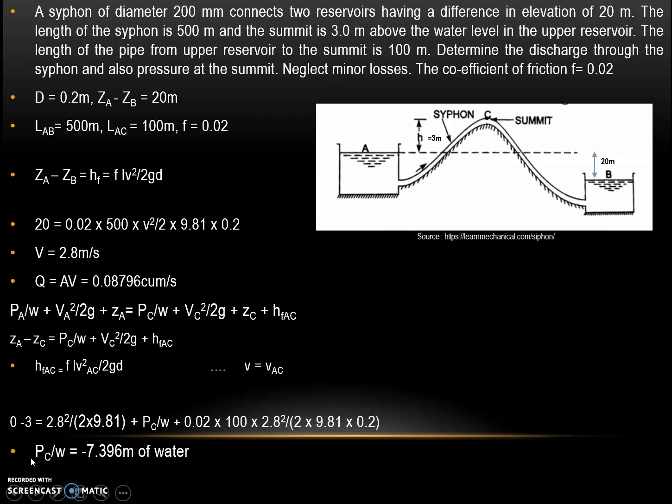If you want to find out pressure, then PC will be equal to minus 7.396 into W, that is into 9.81 or 9810, will give us the value of PC in either kilonewton per square meter or Newton per square meter.